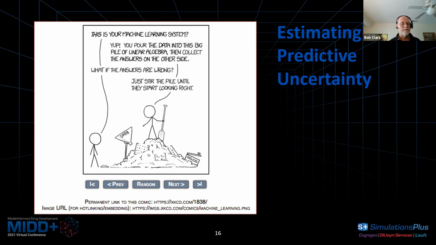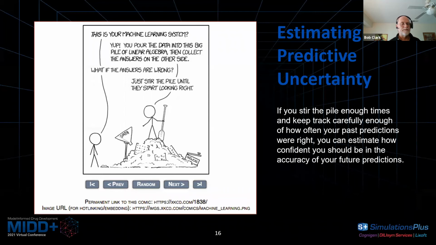Now, I hope I have convinced you that our model building system is more systematic and robust than this cartoon would suggest. Regardless, we realized a couple of years ago, as did some other groups, that if you stir the pile enough times and keep track carefully enough of how often your past predictions were right, you can estimate going forward how confident you should be in the accuracy of your future predictions.